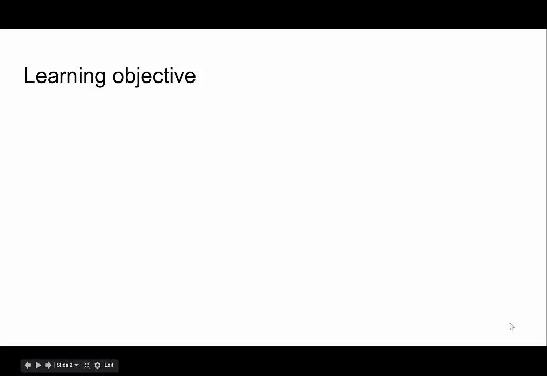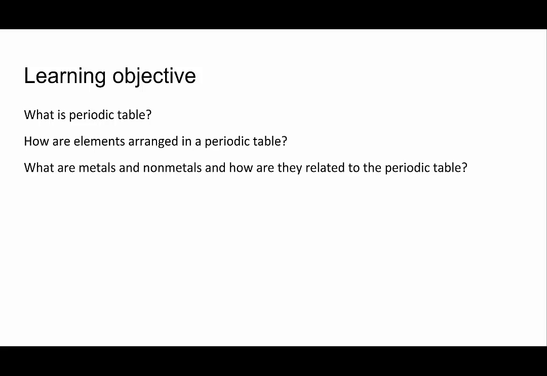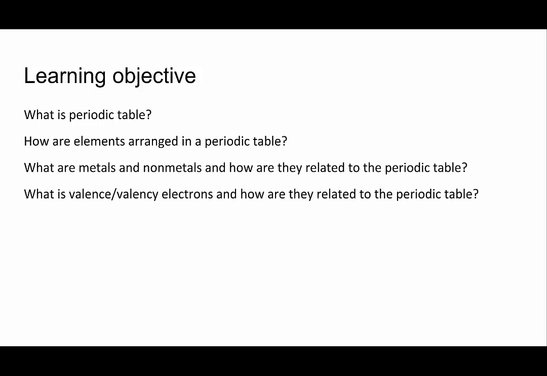Now the learning objective of today is, what is the periodic table? How are elements arranged in the periodic table? What are metals and non-metals, and how are they related to this specific table? And what are valence electrons, and how are they related to the periodic table? Now let's take a look.